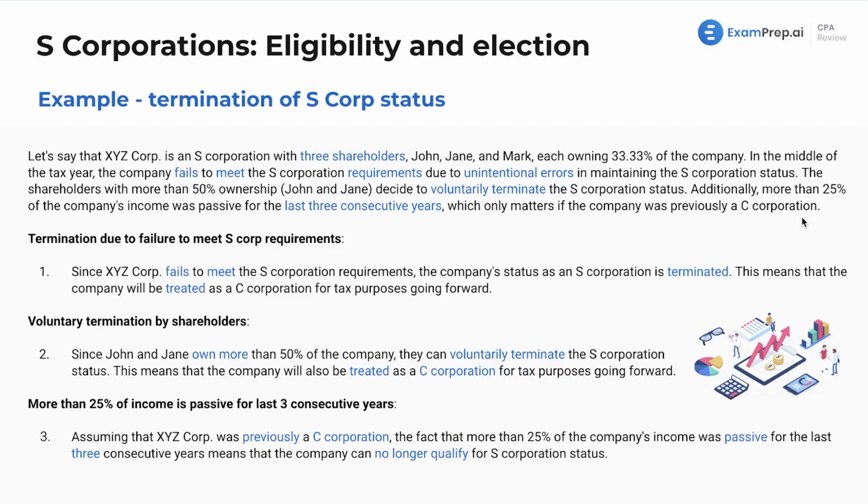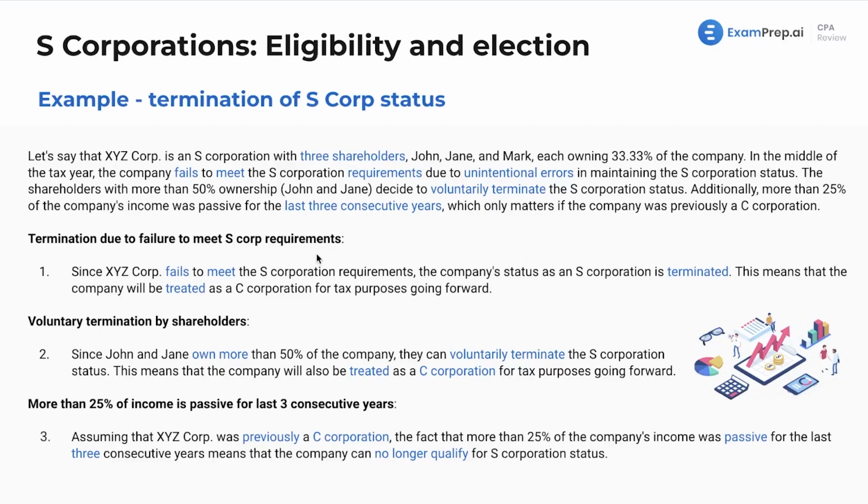That is the difference. The concern is that you have C Corporation activity and you become an S Corp to, quote unquote, avoid the double taxation that comes with being a C Corp. So again, that's why we're dealing with that rule. Memorize that rule, 25% passive income, last 3 consecutive years.